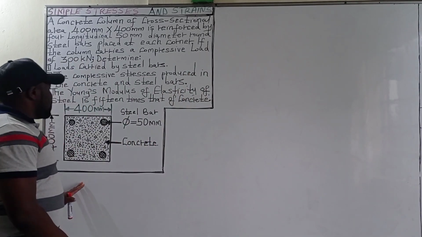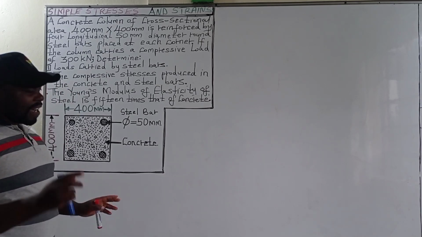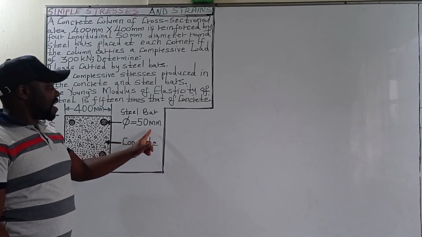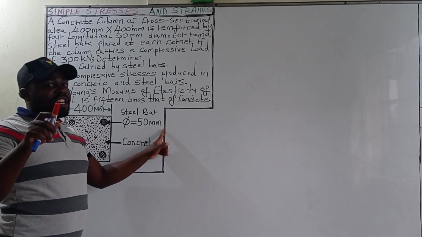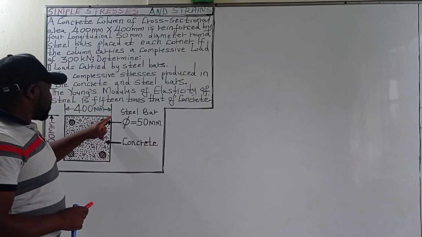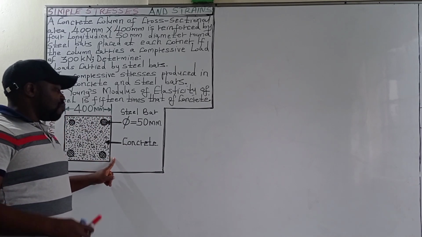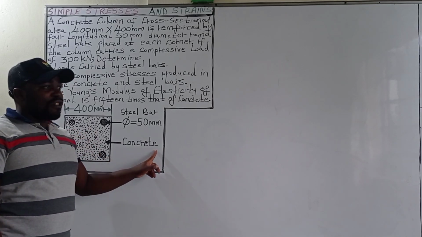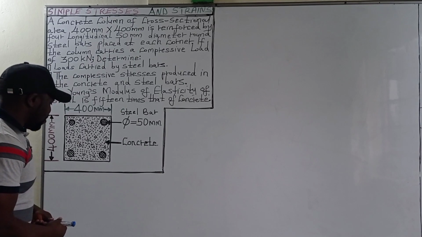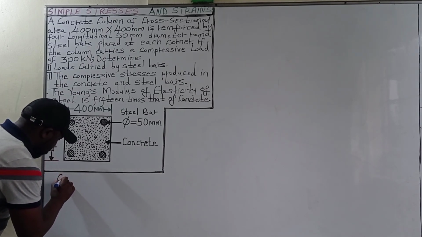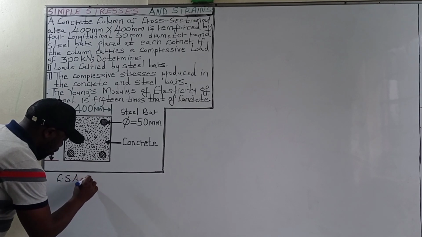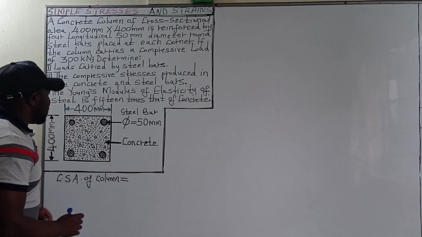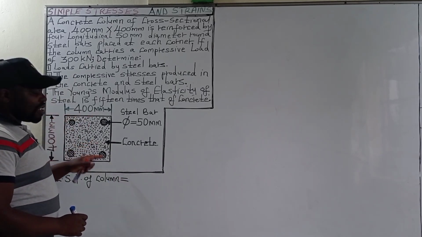Now, we are going to begin with calculating the area of the concrete as well as the area of steel. To get the area of concrete, we calculate the area of the column cross section and subtract the area of the 4 steel bars, and we are going to remain with the area of concrete. So, the cross-sectional area of the column will be 400 millimeters by 400 millimeters. It is a square cross-section.